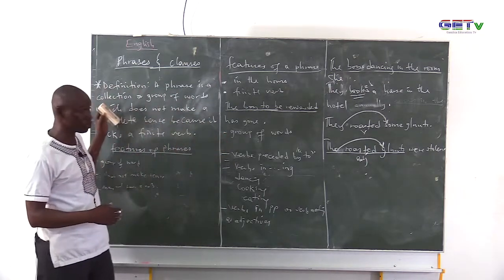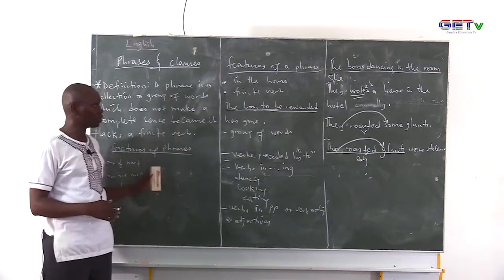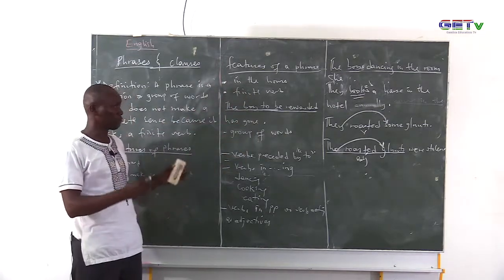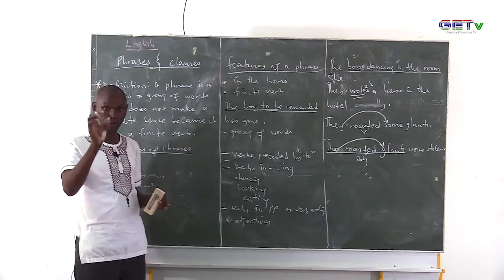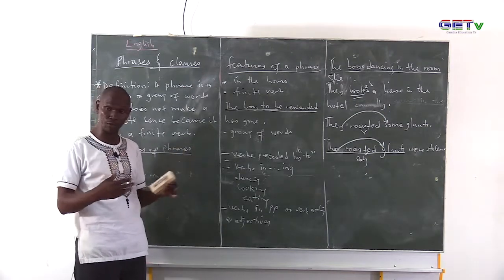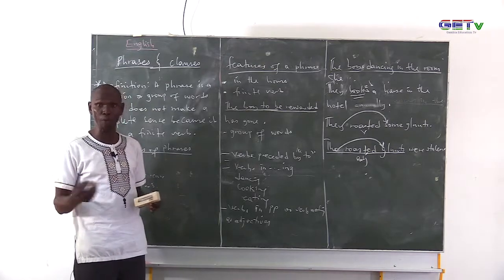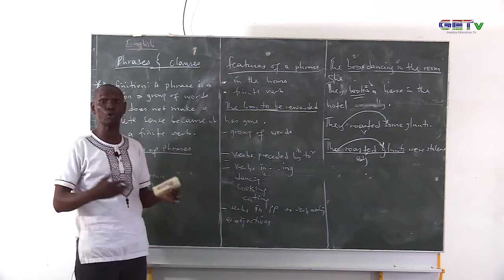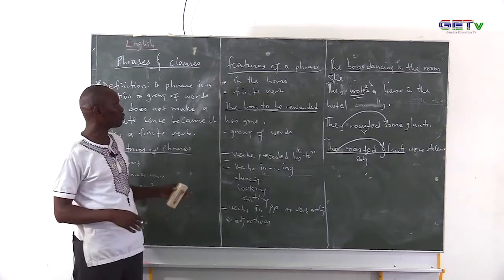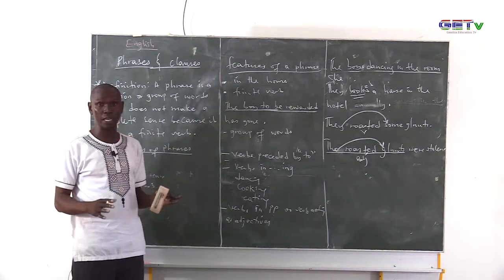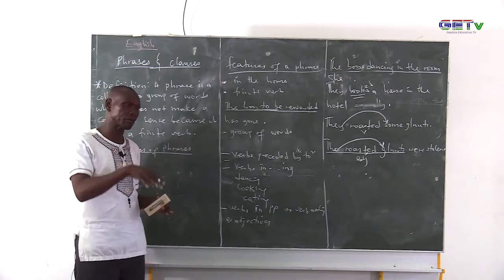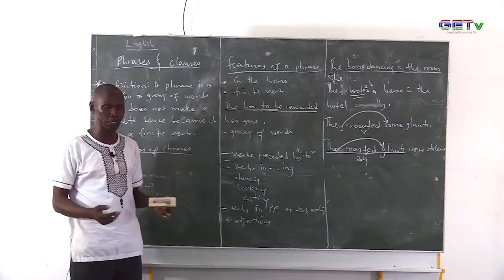So today, as I said earlier, we've given a definition of phrase, and we've talked about the features of a phrase, that they are in groups, so a phrase cannot just be a word. Once it is a word, it becomes either a noun, adjective, adverb, or so. But a phrase must be a combination of two or more words that may contain or not contain a non-finite verb. And also we said phrases do not express anything meaningful on their own unless they've gotten something else that will complete their meaning.